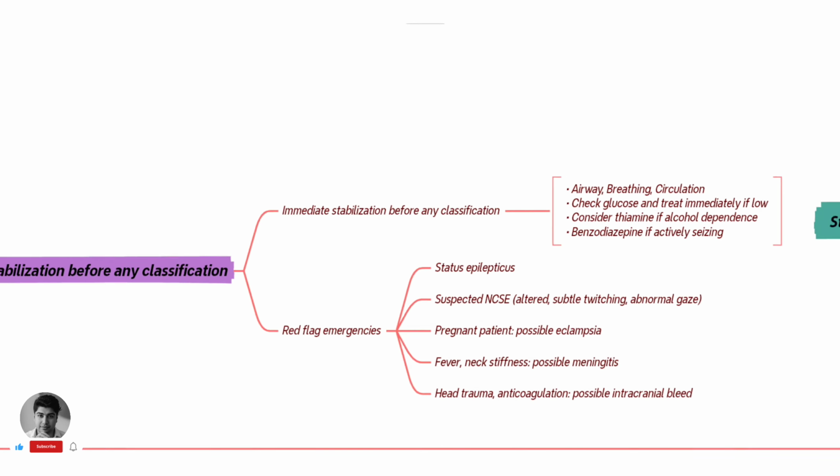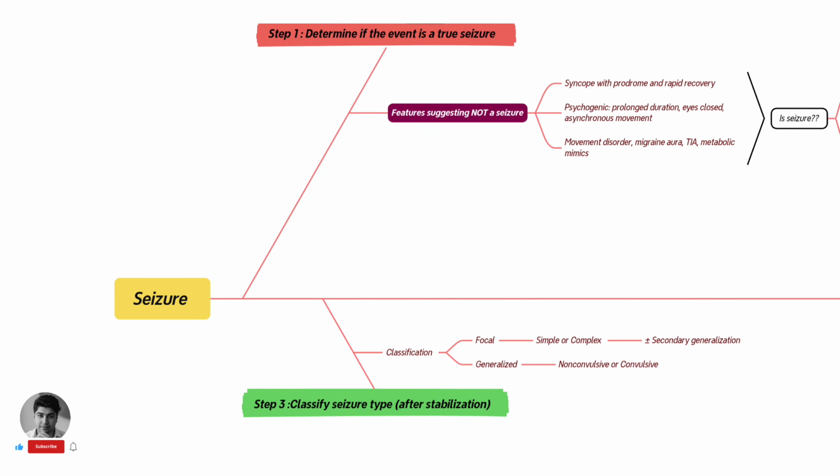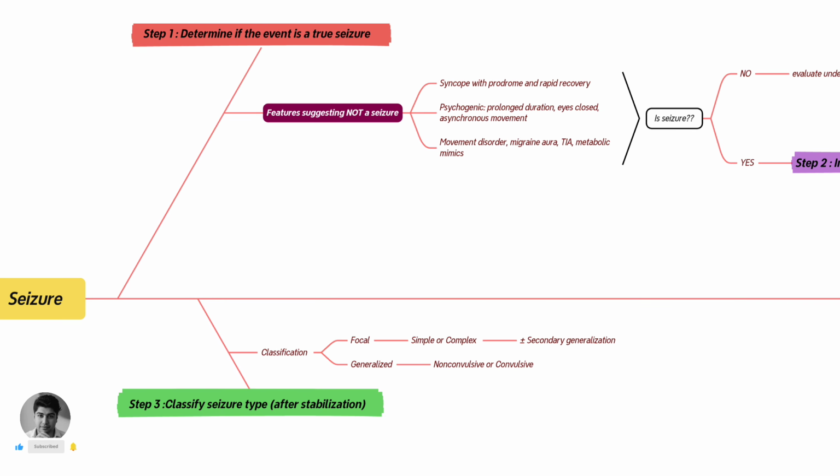Section 3 from the chart: classification. After stabilization, determine focal or generalized onset. Focal seizures may start with one symptom and then spread. Generalized seizures start with full brain involvement. This classification directs medication later. And the key is timing. We classify only after stabilization, not during the chaos.